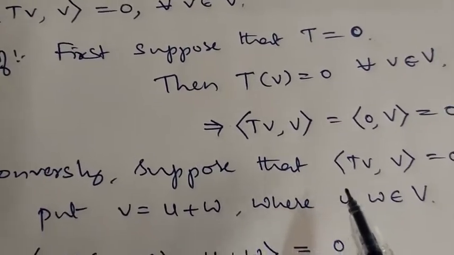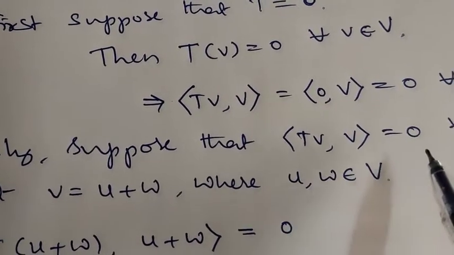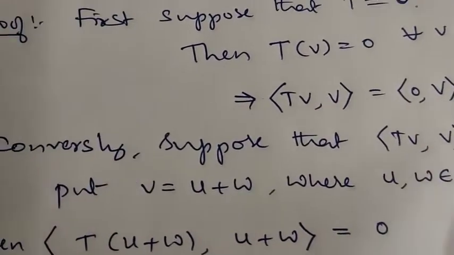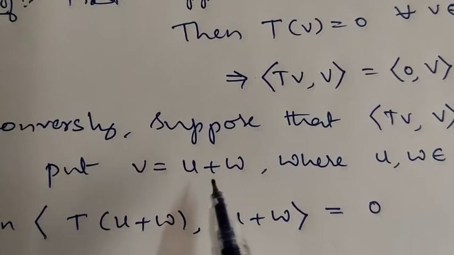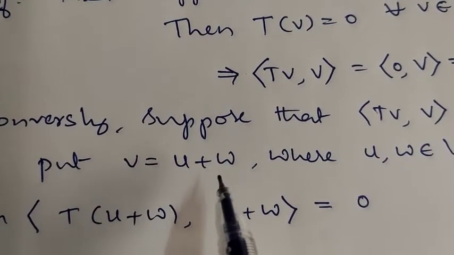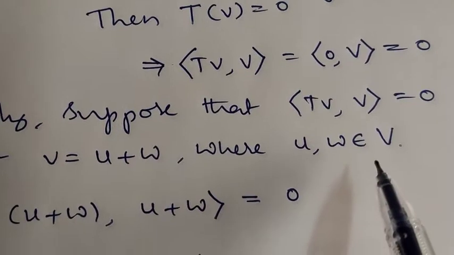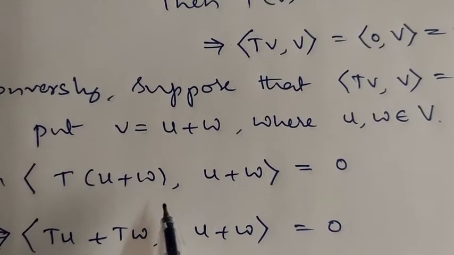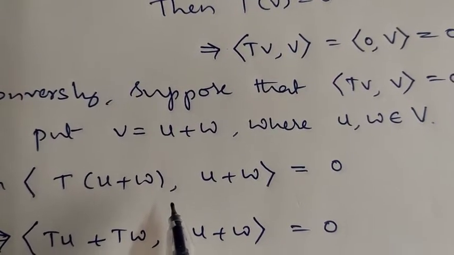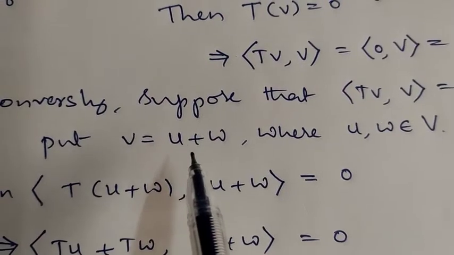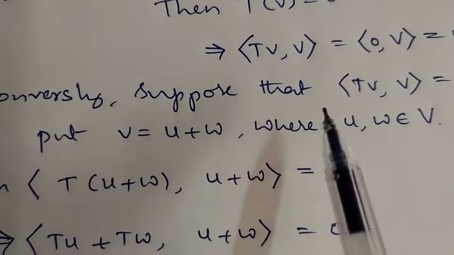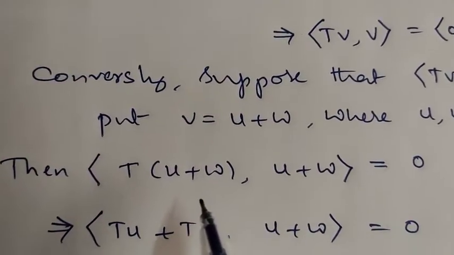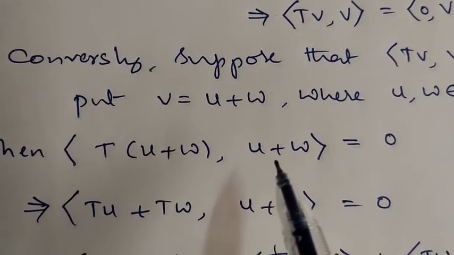Conversely, suppose that the inner product of T of v comma v is 0 for every v belongs to V. We will show T itself is 0. For this, you consider v to be the sum of two vectors u and w. Say v is equal to u plus w, where u and w are vectors of V itself. Then, since we have assumed that the inner product of T of v comma v is 0 and v is equal to u plus w that belongs to V, this assumption holds good for u plus w also. Accordingly, the inner product of T of u plus w comma u plus w is 0.